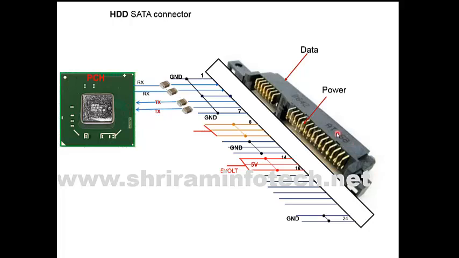Now if the 5 volt is coming but still the hard disk is not detecting, then you have to replace all these 4 capacitors in between the PCH and the connector. You will find small capacitors at pin number 2, pin number 3, pin number 5 and pin number 6. There are 4 capacitors over there, and you have to replace these 4 capacitors between the PCH and the connector. Then your problem will be solved. But if the problem is still not solved after replacing the capacitors, then the last possibility is the PCH. You have to replace the PCH.